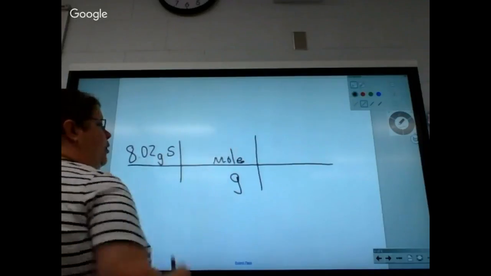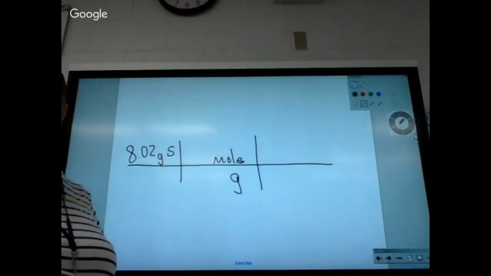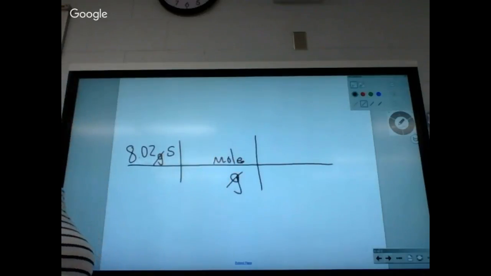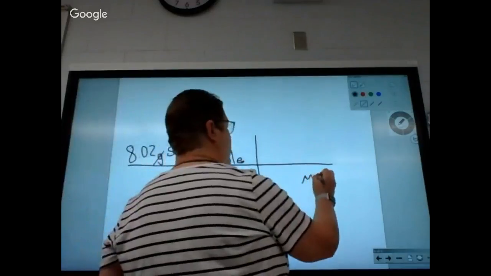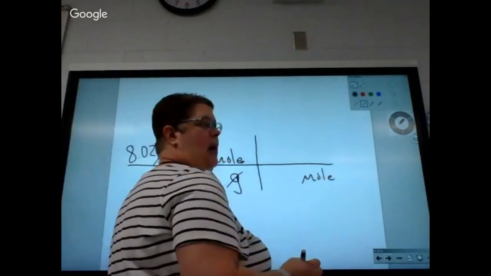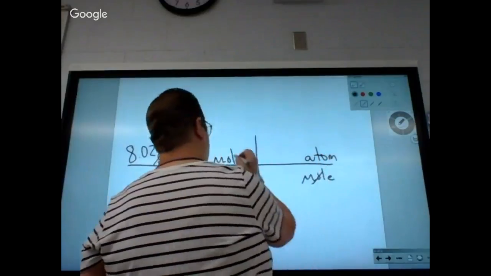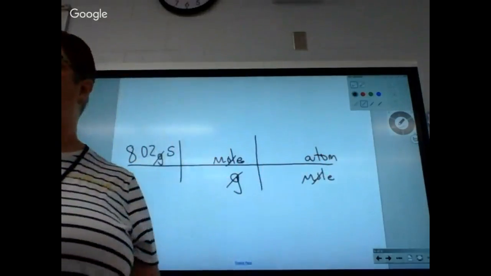So we got grams, we got moles. You want atoms. So these units are gone. You got moles. Where do you need moles to go in the chart so it'll cancel out? The bottom. All right. So if moles is at the bottom, what unit goes on top? Okay. Now, moles are gone. You're left with what you want. Now you have to fill in your numbers.